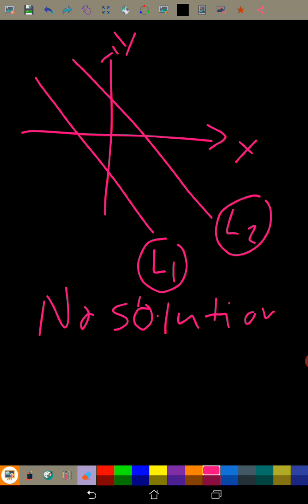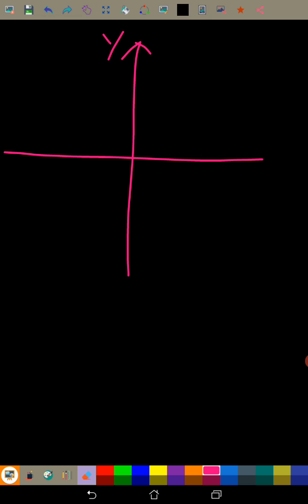There is no solution. Now, I'm going to give you another example when there is one solution. We're still in the plane of y against x, and we have the line, the famous equation.